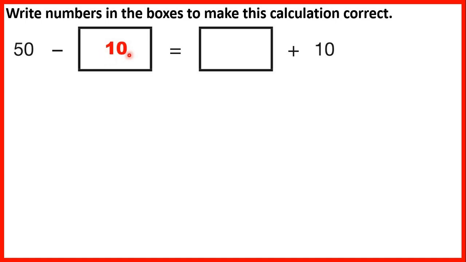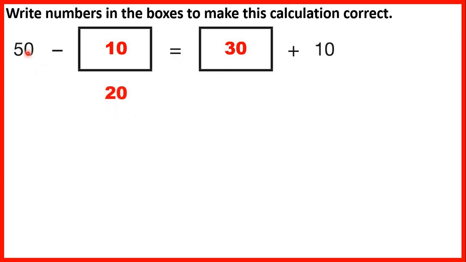So if we put 10 here, 50 minus 10 is 40. So 40 equals something plus 10. Well, 30 plus 10 is 40. And then we've got the same total on both sides. 50 minus 10 is 40, and 30 plus 10 is 40 as well. So we could use 10 and 30 as our missing numbers, but there are lots of other possible combinations as well.